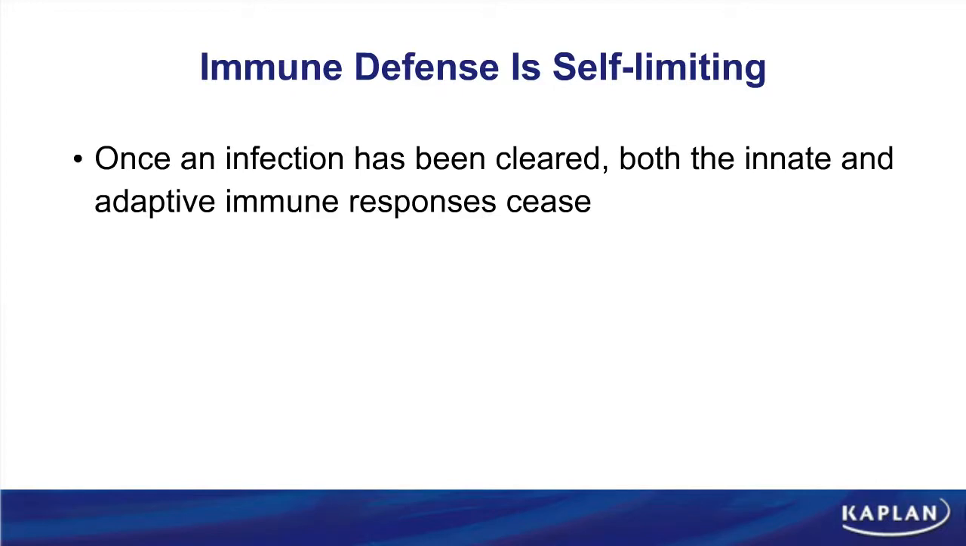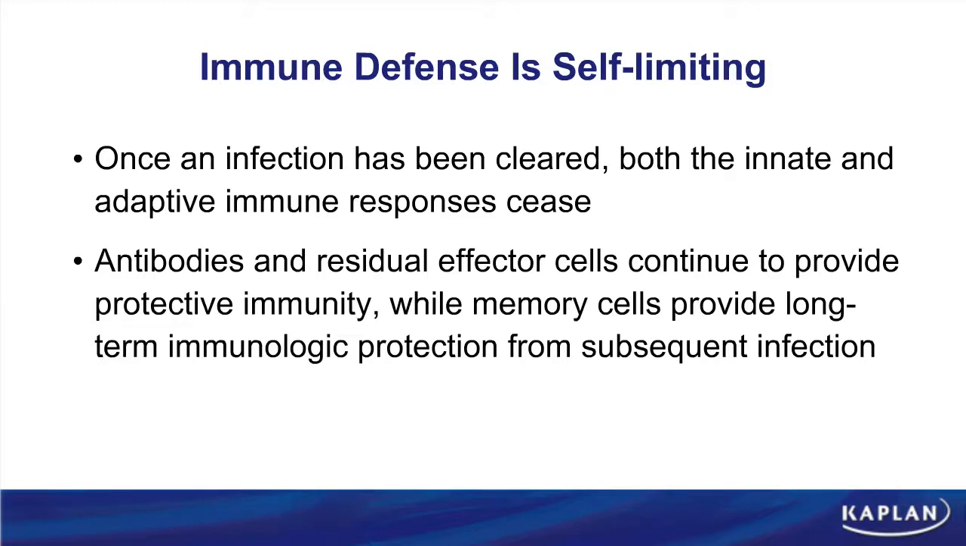Now, as far as adaptive immunity, we have antibodies and residual effector cells like T cells and B cells that provide immunity. And then we have these long-lasting memory cells that survey the body looking for that same antigen again to protect us from subsequent infections. Again, here's the key point: with the same pathogen. Remember, the immune response, particularly the adaptive immune response, is highly specific.